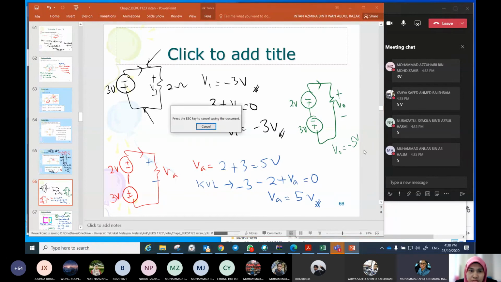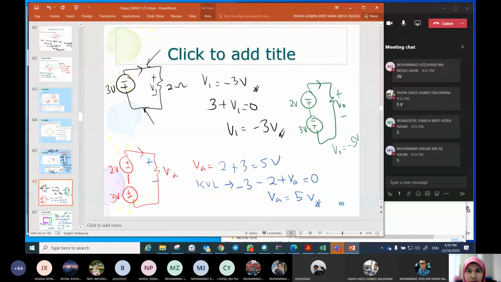Yes? Both voltage source tu dia opposite orientation, yes, so akan dapat either 1 volt ataupun negative 1 lah. Macam tu. Sorry? Cuba doktor buat voltage source tu opposite direction. Opposite sign. Which one? Salah satu. Either one. Okay.